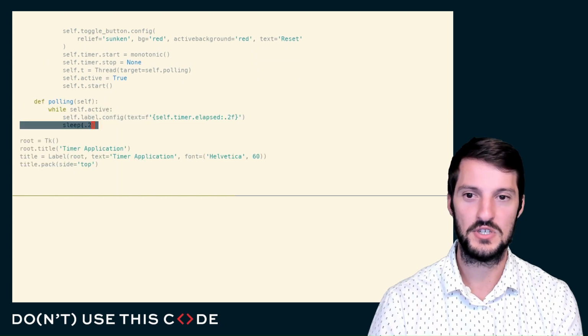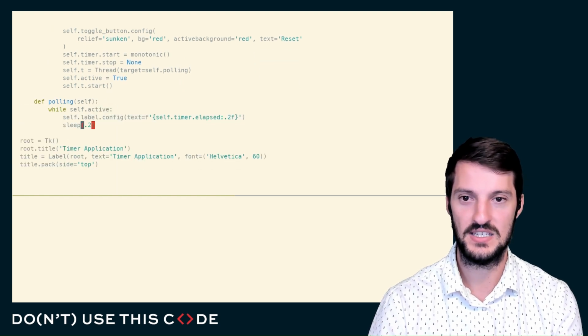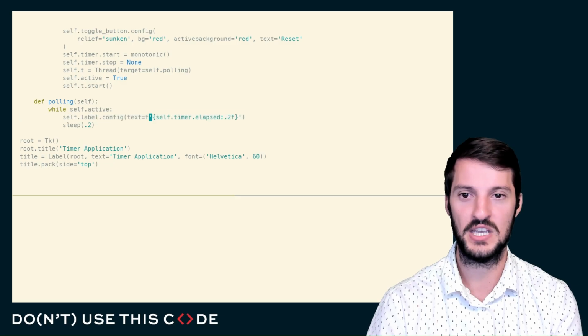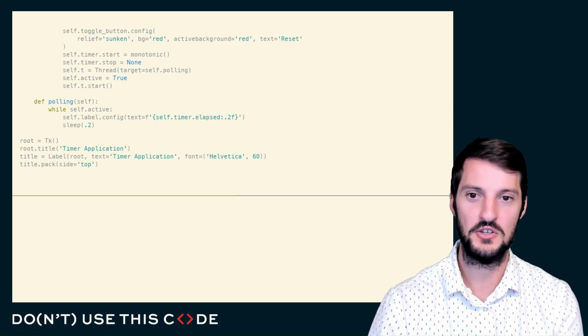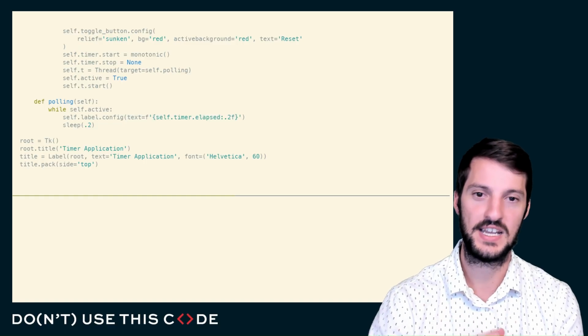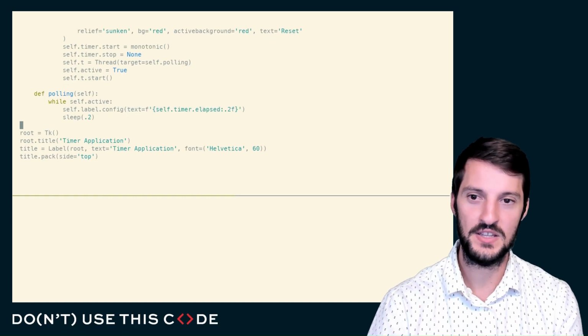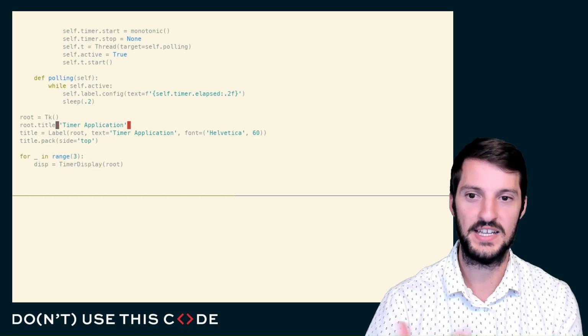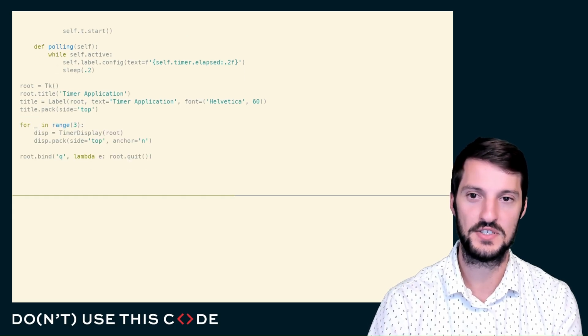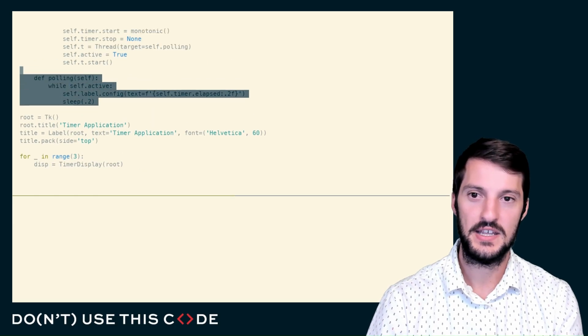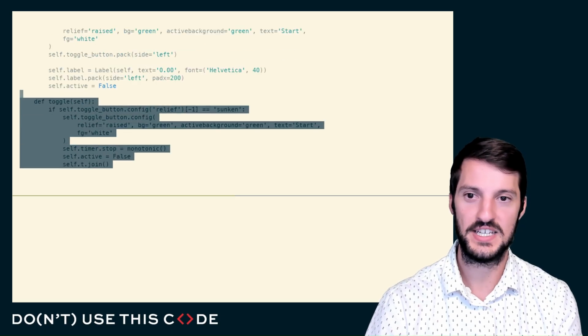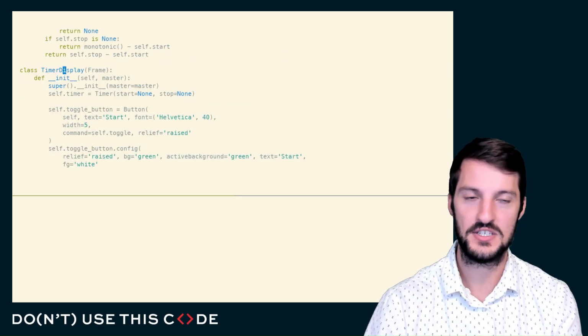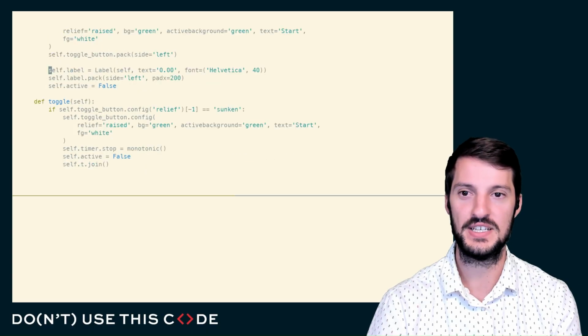And effectively, we're just going to sleep for 0.2 of a second, and we're going to update our label. And you can see we're accessing the label that we created, specifying a new config and saying, hey, update your text to this. This is a very easy way to reach back into your widgets and actually change their values. And so this is one self-contained class, and it's used just to display a single timer in this case.